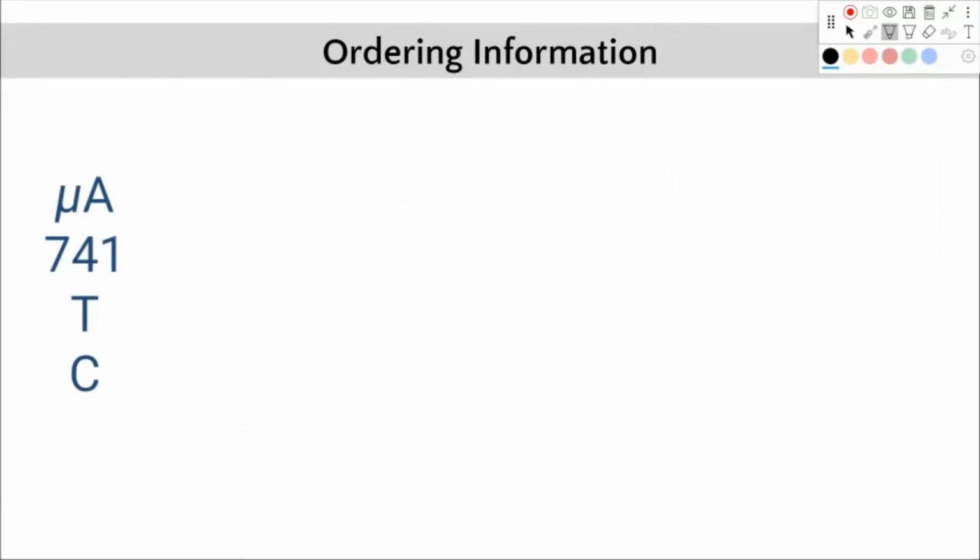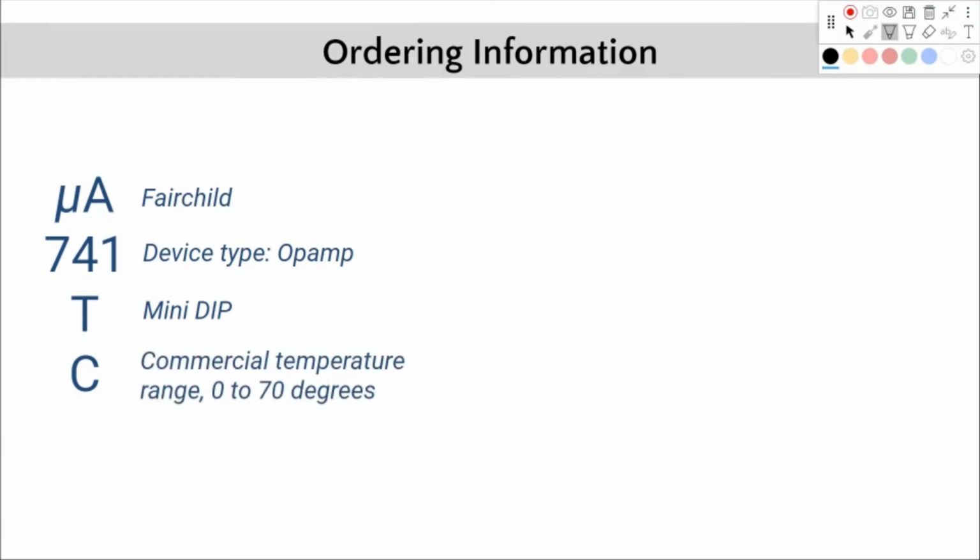So suppose, let's take an example, MU-A741TC. So you know that MU-A means it is manufactured by Fairchild. 741 is an op-amp. 741 is not the only number that is identified as an op-amp. हम देखेंगे मोटरोला में कोई और नंबर को op-amp से आइडेंटिफाई करते हैं. T is standing for mini DIP packaging, dual inline packaging, but mini 8 pin है केवल इसमें, right? And C stands for commercial temperature range, yani 0 to 70 degrees. This is the temperature range for operation of this device.